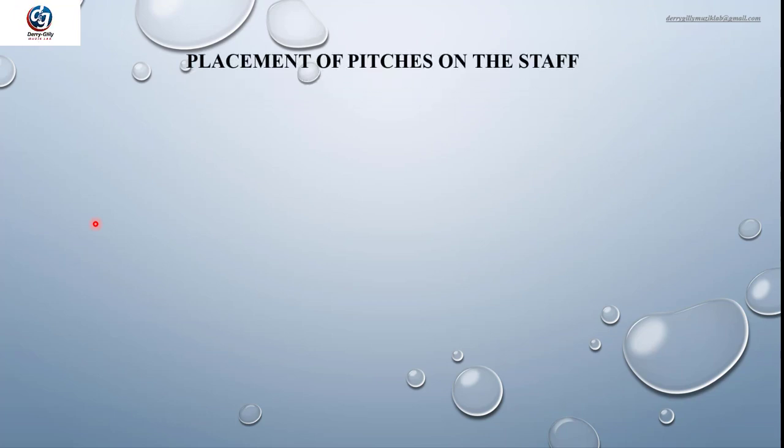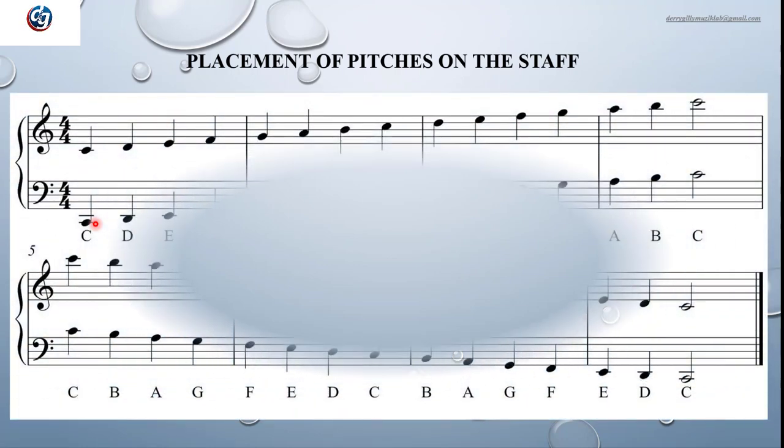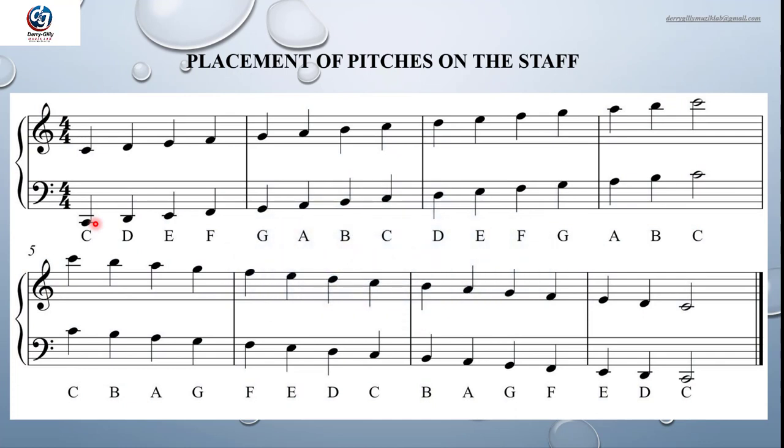Now let's move on to placement of pitches on the staff. When we are using these notational devices, exact pitch placements can be shown, but we should know that the pitch that is one ledger line above the bass clef is identical to the pitch that is one ledger line below the treble clef. They are all middle C.